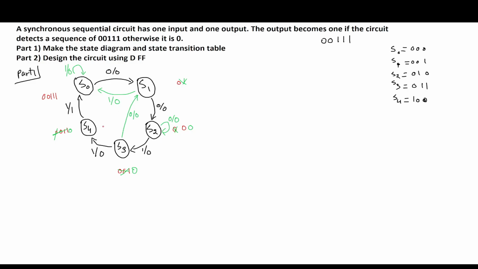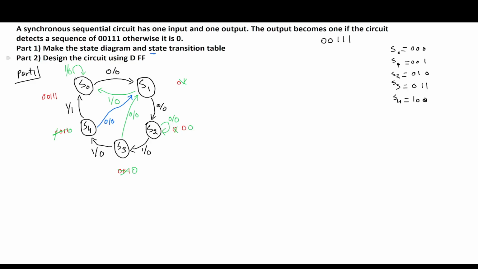Let me use another color for this. So at S4, if we enter 0, we go back to S1. The input is 0, the output is 0. So this is our state diagram. We completed first part of part 1.